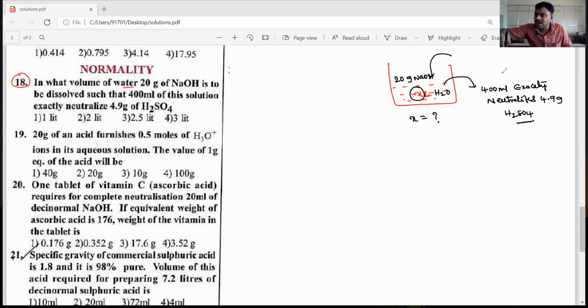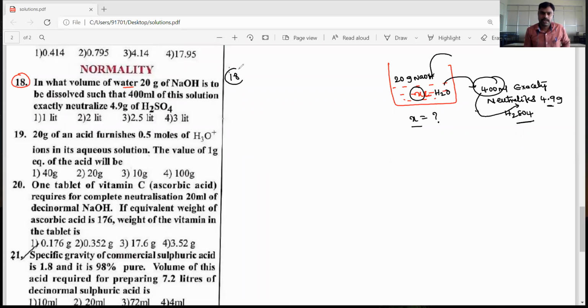So 400 ml of the solution contains 4.9 grams of H2SO4. The normality is also equal to the NaOH concentration. For preparation of that NaOH concentration with 20 grams, how much volume is required? If you calculate, then you will get the X value.